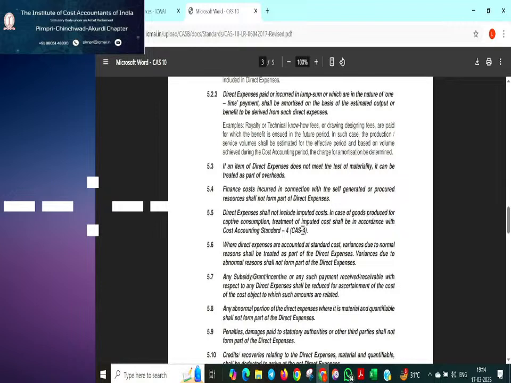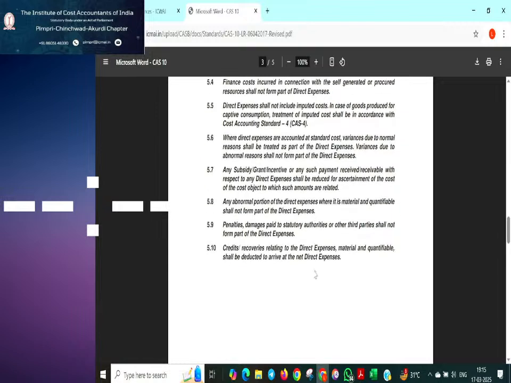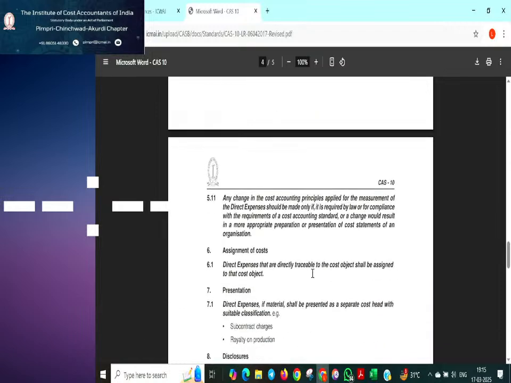Direct expenses shall not include imputed cost, and where it is accounted at standard cost, variances can happen, and if those variances are due to normal reasons, then you can include it. If it is due to abnormal reasons, it needs to be excluded. Any subsidy, grant, incentive, it is same across all the cost accounting standards, and any abnormal portions that are material will not form part of the direct expenses. Penalties, credit recoveries, these are all the common ones.